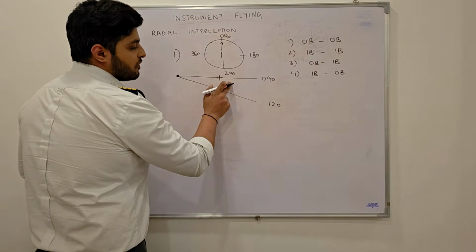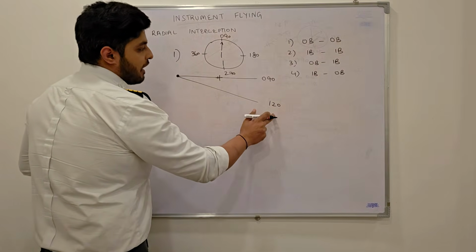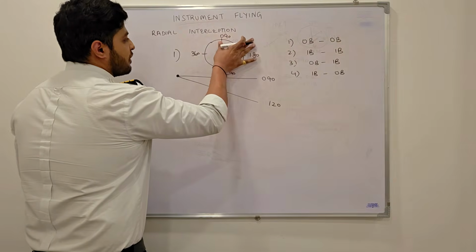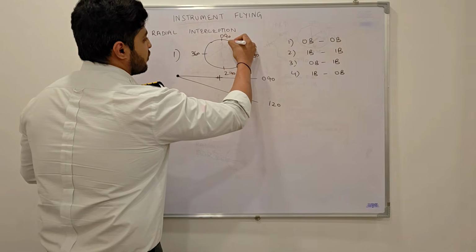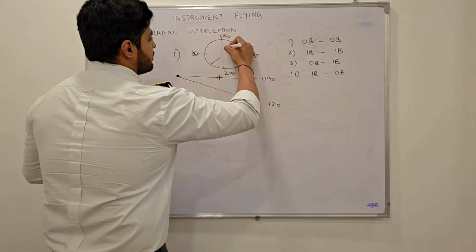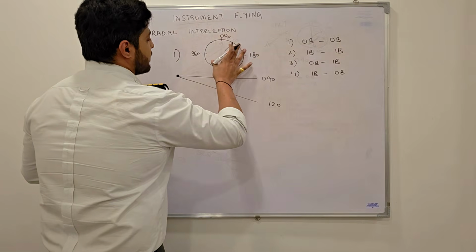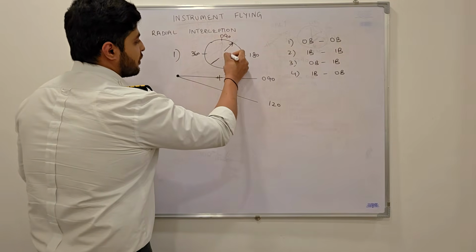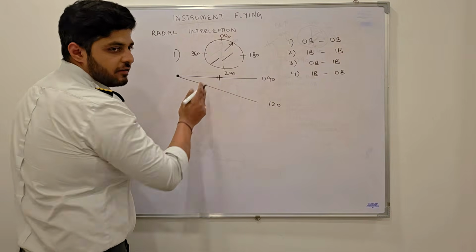Now, if I want to proceed on a radial of 120, I'll just put my course and select it to 120. So if I select my course to 120, it will look something like this, with my course deviation indicator moving to the right as I am left of the desired course.